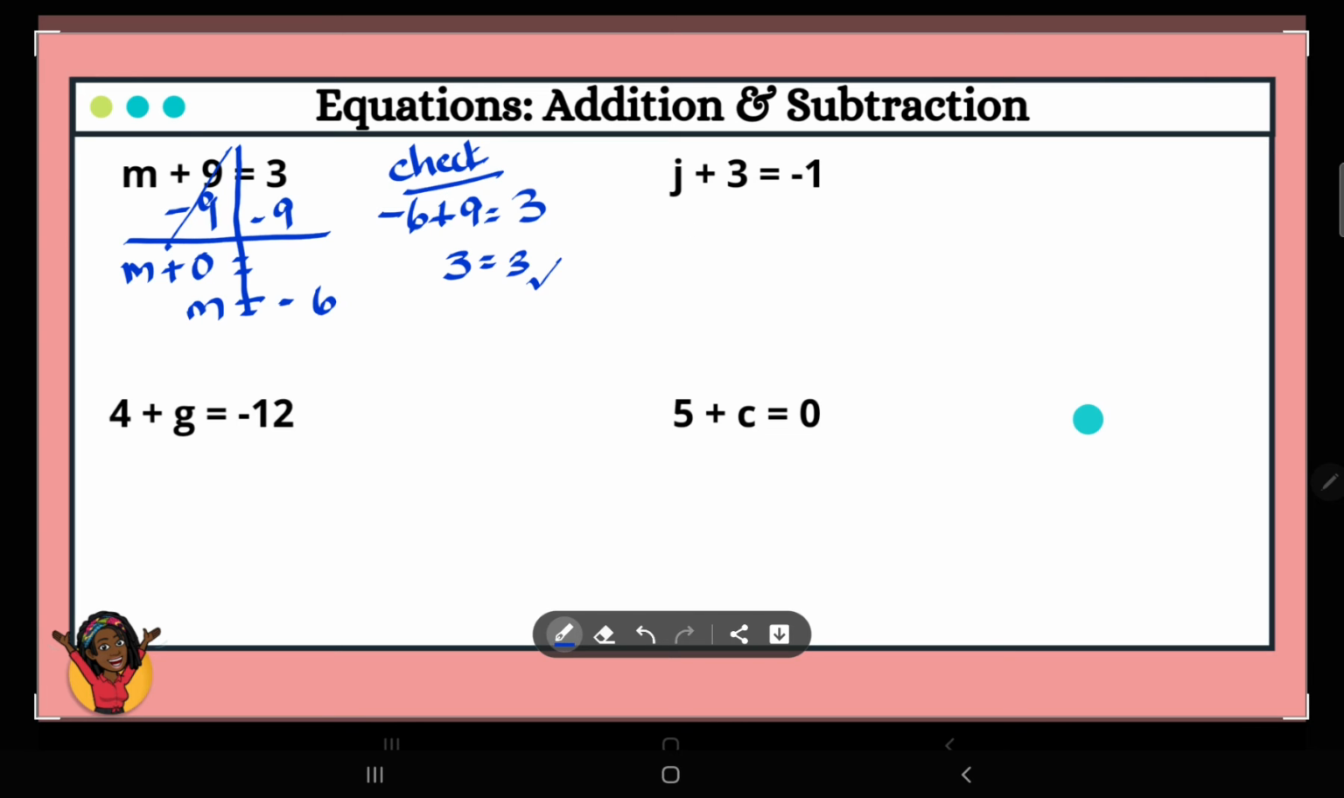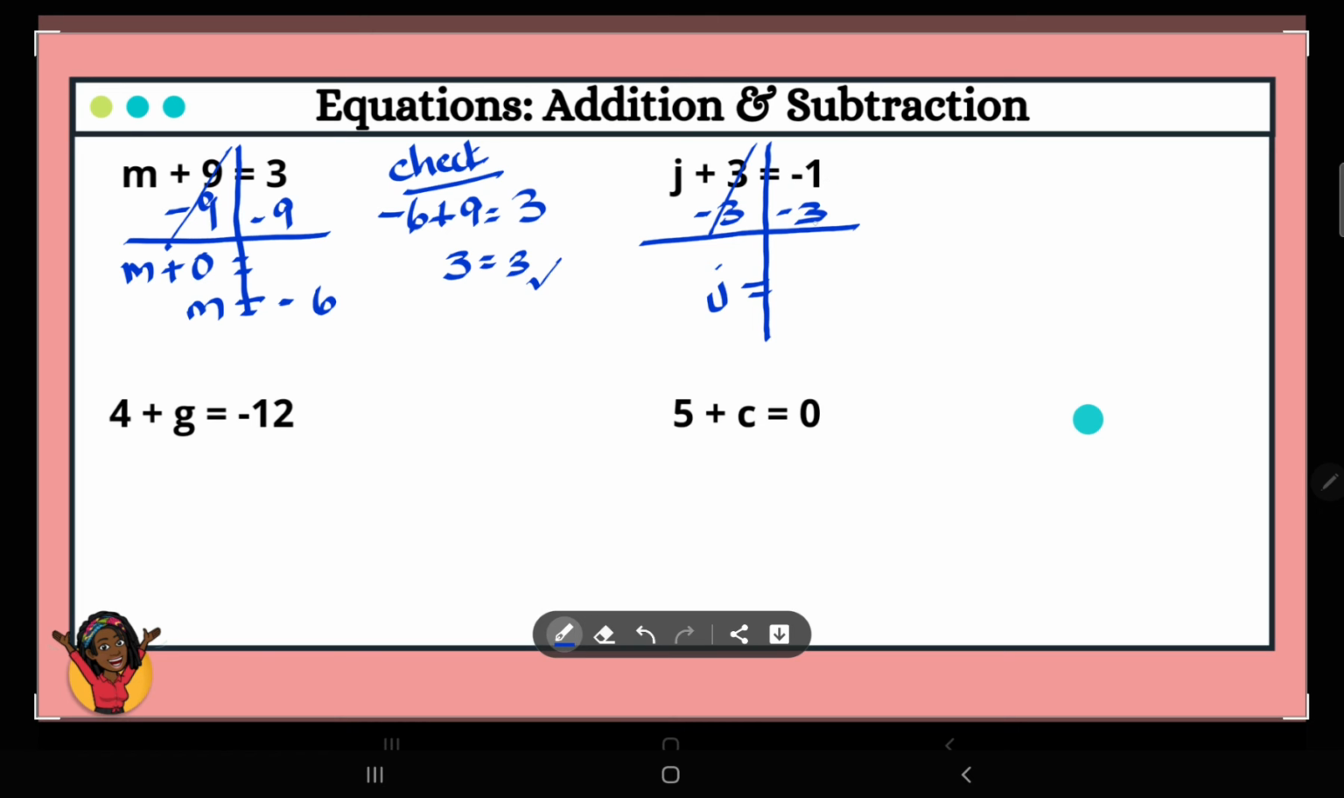Let's take a look at the next example. Again, I'm going to draw my line. What is my variable? My variable is j. What's happening to my variable? I'm adding 3. What is the inverse of addition? To subtract. So I'm going to subtract 3 on both sides. This here cancels out because it becomes 0. I bring down my variable, and now I have to simplify the other side of my equation.